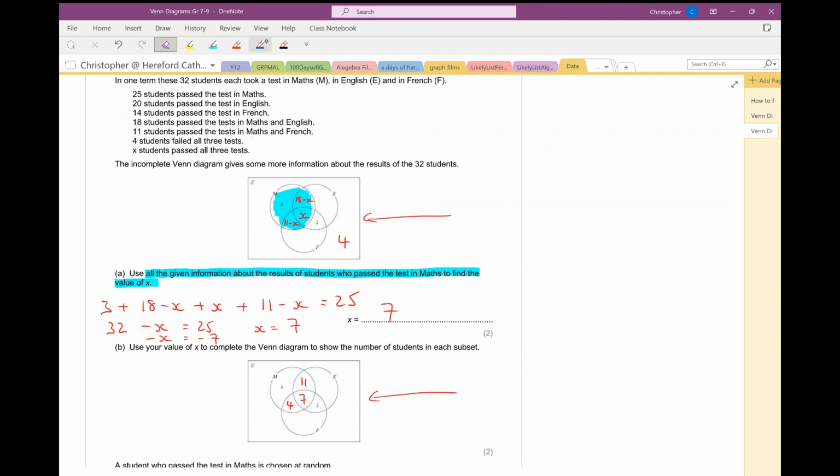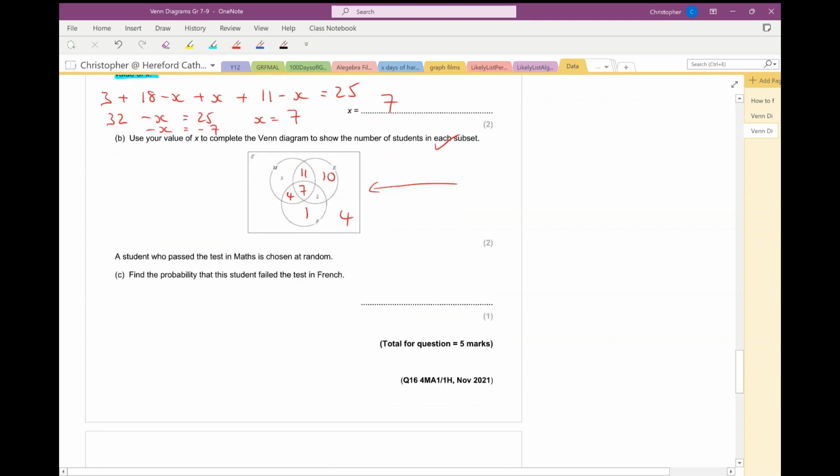Right, now I know 25 took the test in maths. We've used that already. 20 students passed the test in English. Well, that means that all of these must add up to 20. Well, that's 18 and 2, so there must be 10 remaining there. 14 passed the test in French. Well, I've got 13 of those already, so just one person goes there. And remember, I've got 4 on the outside from here. And there you are. I think I've now completed each subset.